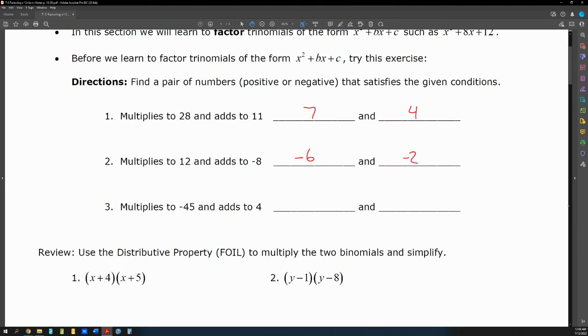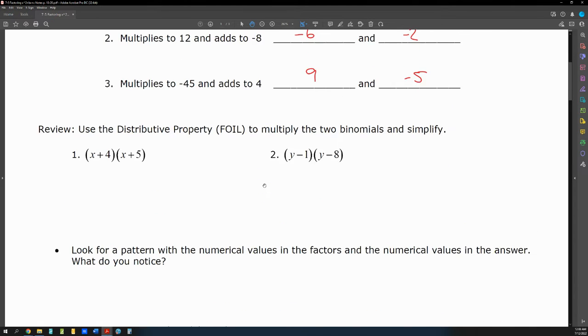And one more. What two numbers multiply to negative 45 and add to 4? This one's a little tricky. The answer is 9 and negative 5. 9 times negative 5 is equal to negative 45, and 9 plus negative 5 is equal to positive 4.